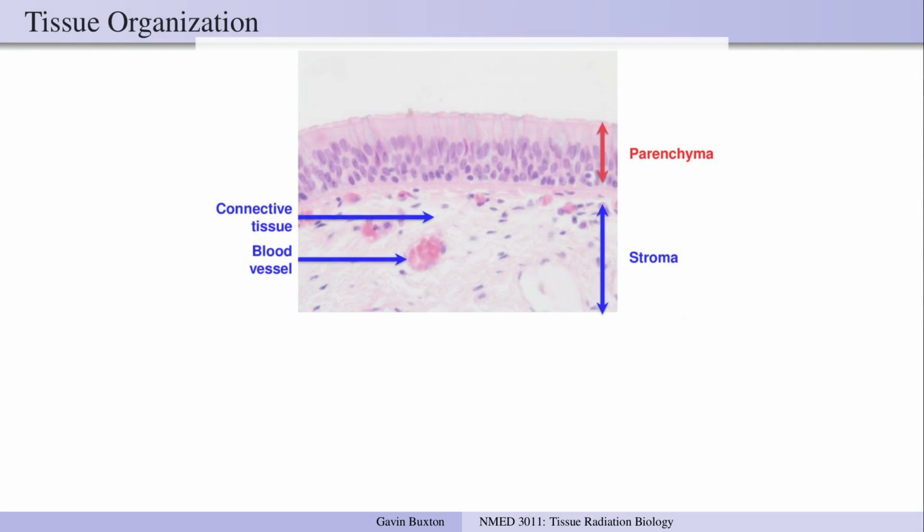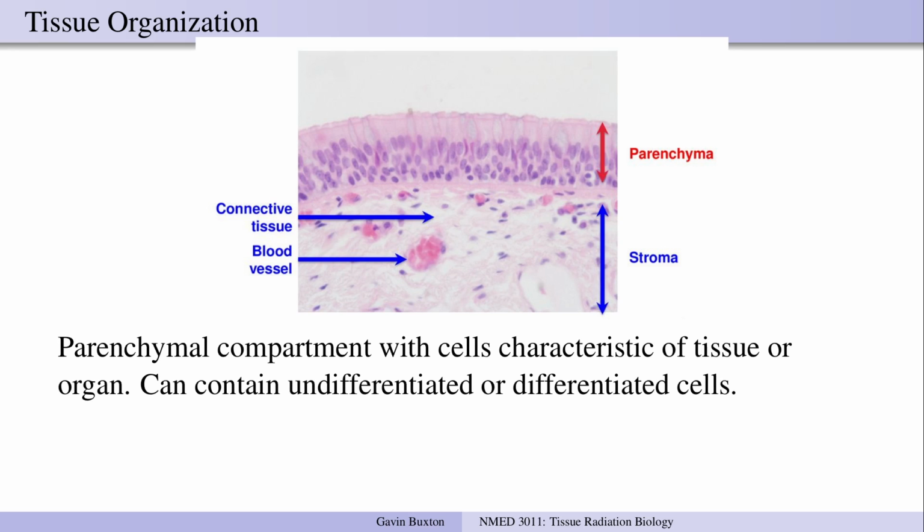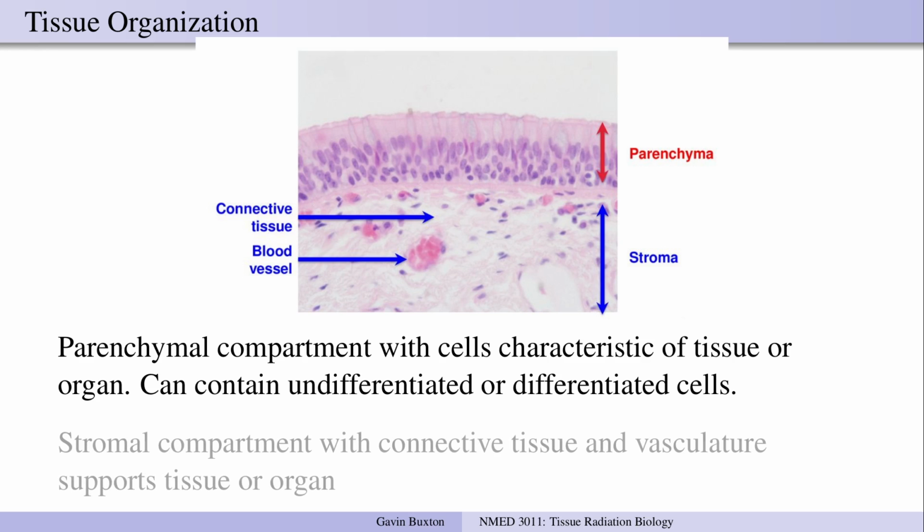To help sort of understand this, we can look a little bit at the tissue organization. So, tissues and organs are made up of two compartments. The parenchymal compartment, containing the cells characteristic of the individual tissue or organ, and the stromal compartment, which is composed of connective tissue and the vascular tissue, which makes up the supporting structure of the organ. Okay, and just for clarity, the image on this slide is from the esophagus, the food pipe.